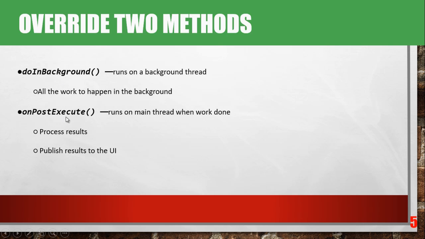The onPostExecute method runs on the main thread when the work from doInBackground is done. You can process the results in here and also publish the results which have been returned from doInBackground to the UI. So doInBackground is a thread and you must do all of your work inside this method. The onPostExecute mainly runs on the UI thread, the main thread, so you can update the UI when the task gets completed from doInBackground by using this method.